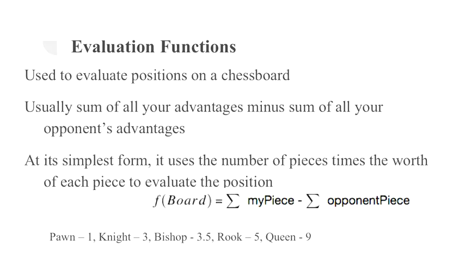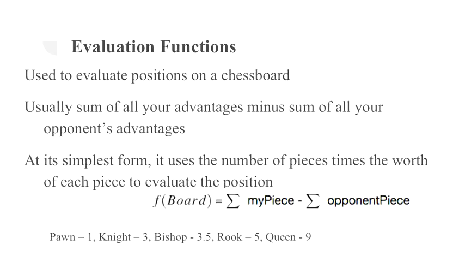So the very simplest one is using piece weights. I don't know if you guys know, but a pawn is worth 1, a knight is worth 3, a bishop 3.5, and so on. And you can add your pieces and subtract your opponent's pieces and get a net value of how good a position is for you.